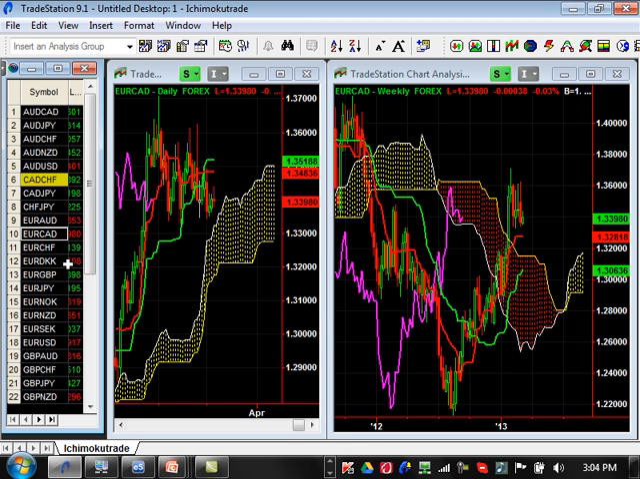EURCAD, almost the same thing as Euro Australia. It came out of the cloud here. The sentiment on this one is still bullish on the weekly time frame. Support on this one's going to be about 32.81. Resistance is going to be about 35.18.